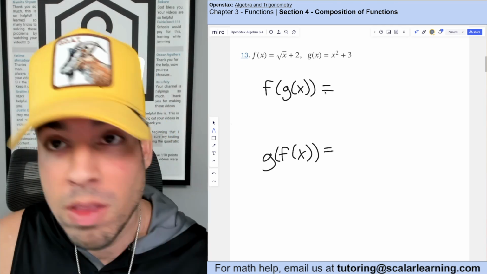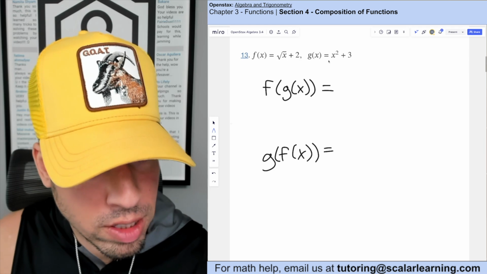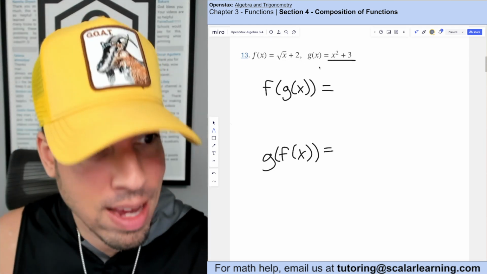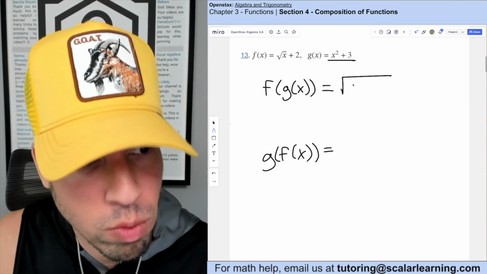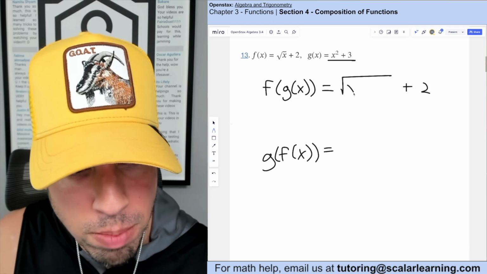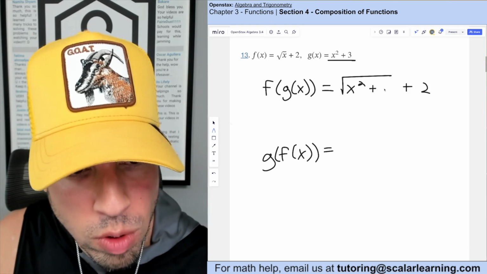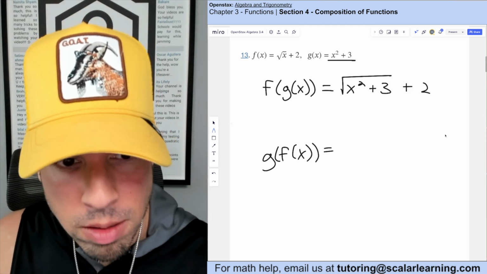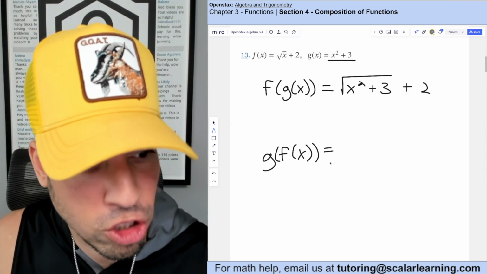For this question, we're meant to find f of g of x and then g of f of x. So let's go. Now, when we want f of g of x, we're taking the g of x function and replacing every instance of x in f of x. So check this out. I'm going to put square root of something plus 2. And replacing x, I'm going to plug in g of x, which is x squared plus 3. Now, in this question, they want you to fully simplify it, but we can't simplify it, so we're done. Boom. Let's go to g of f of x.